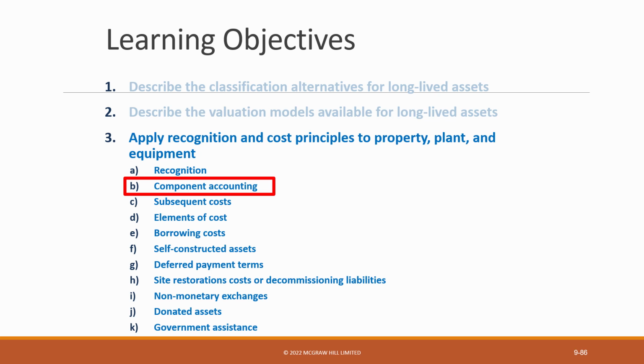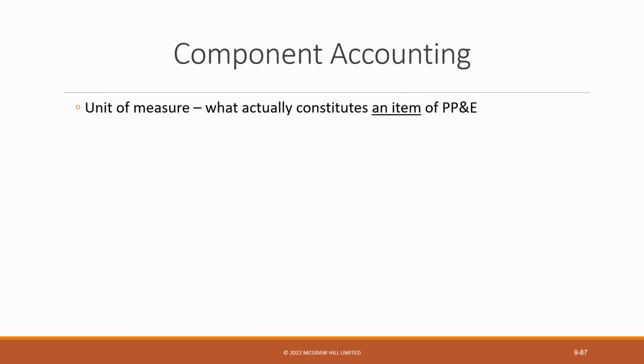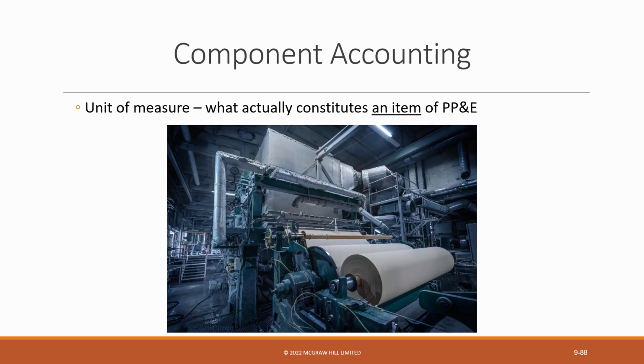We're now moving on to component accounting, also called componentization. In this section, we're also going to address basket purchases, also called lump sum purchases. This concept addresses the unit of measure issue. It addresses the issue of what exactly is an item of property, plant, and equipment. As an example, if you buy a machine, which items should be recognized?